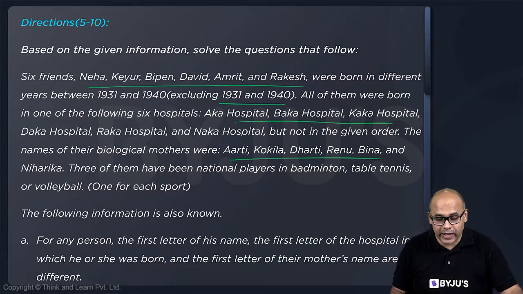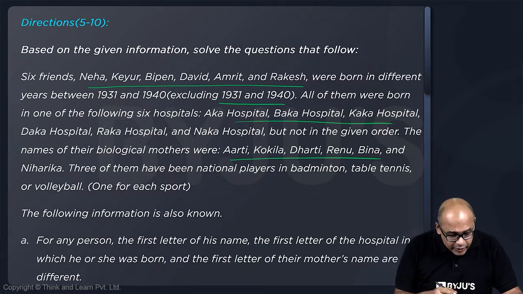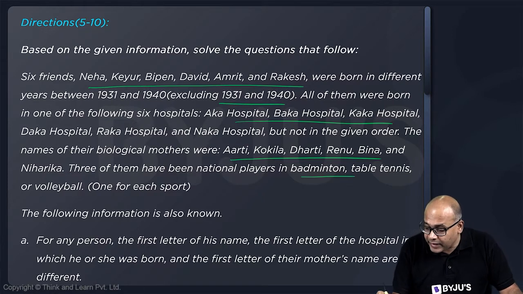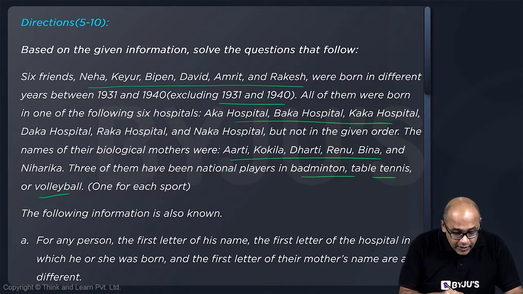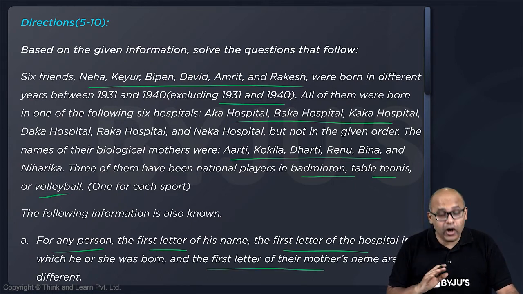But let's go ahead and take a look at what is given to us. So all this information is there. And of course, there's a 5th parameter also, a small parameter, which is badminton, table tennis, and volleyball. So 5 parameters you have to map, not an easy task. So the first statement says, for any person, the first letter of his name, the first letter of the hospital, and the first letter of the mother's name are all different.